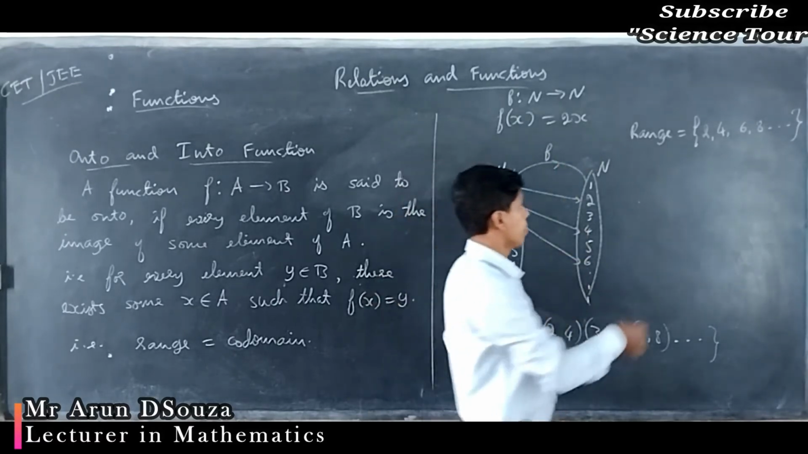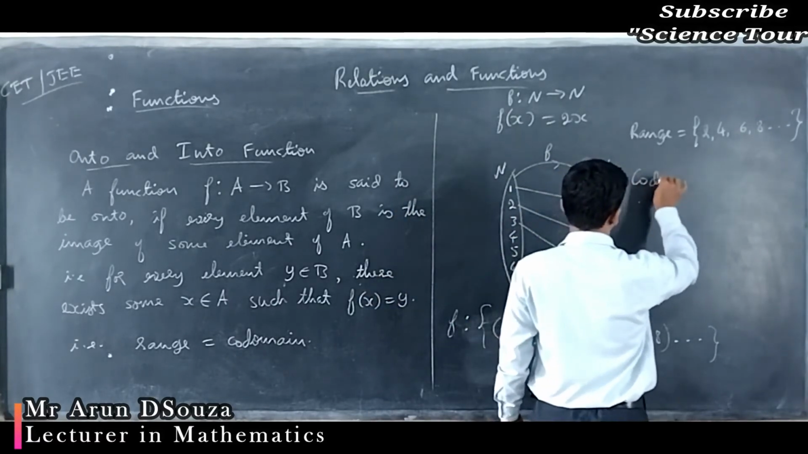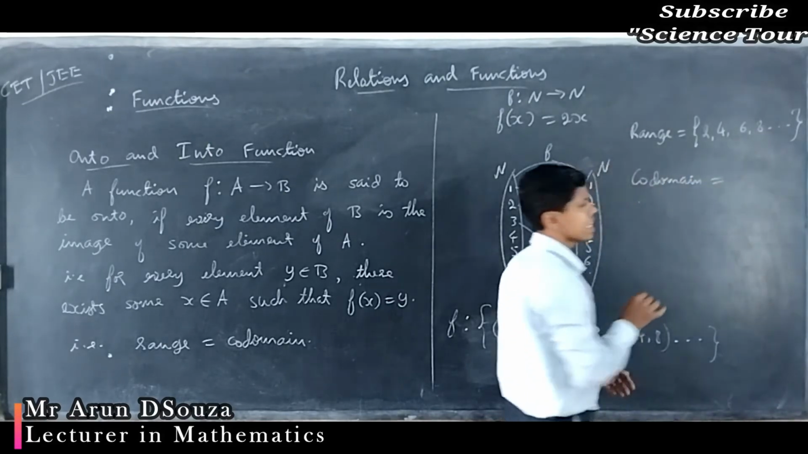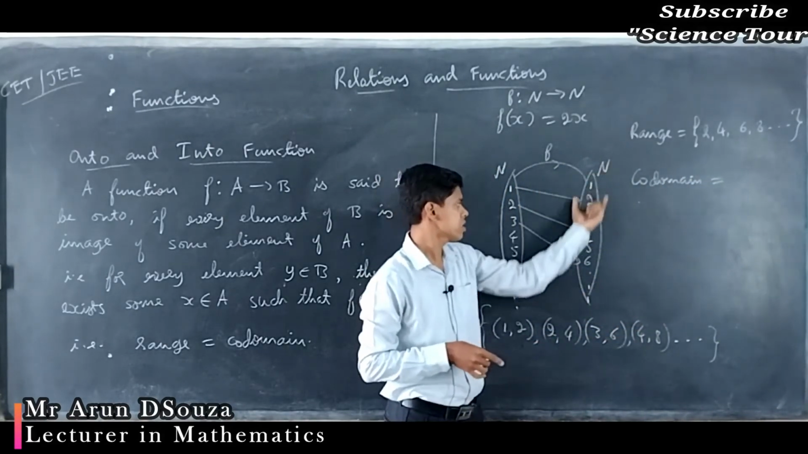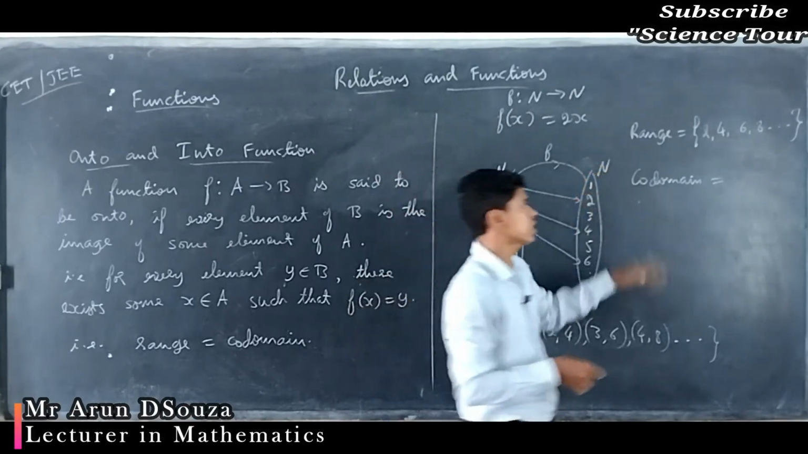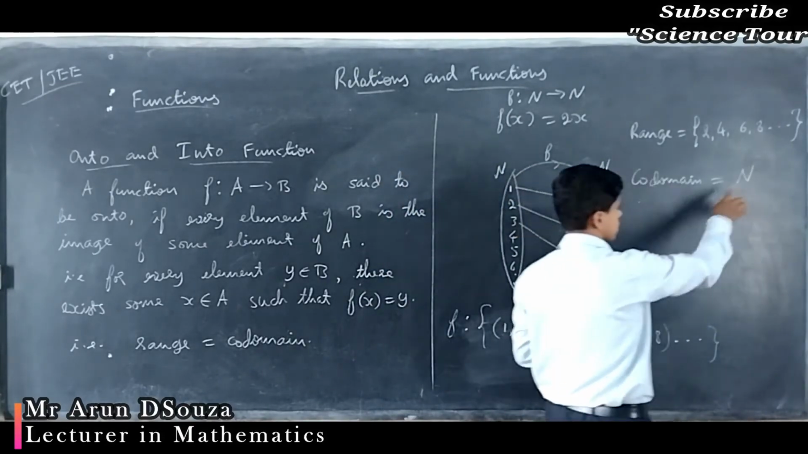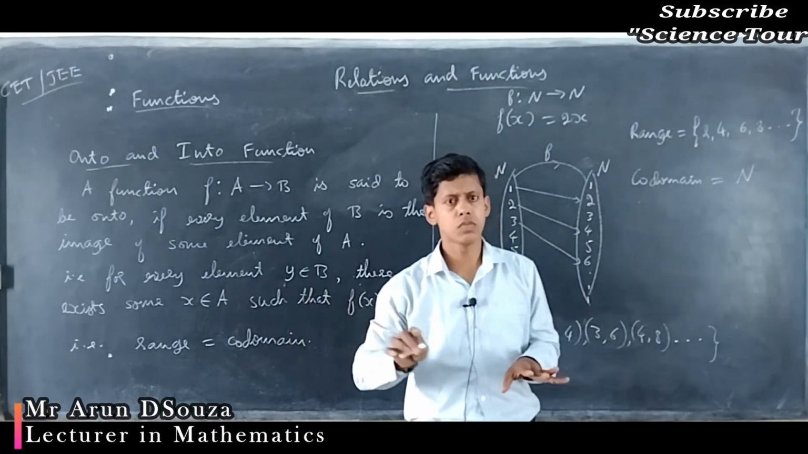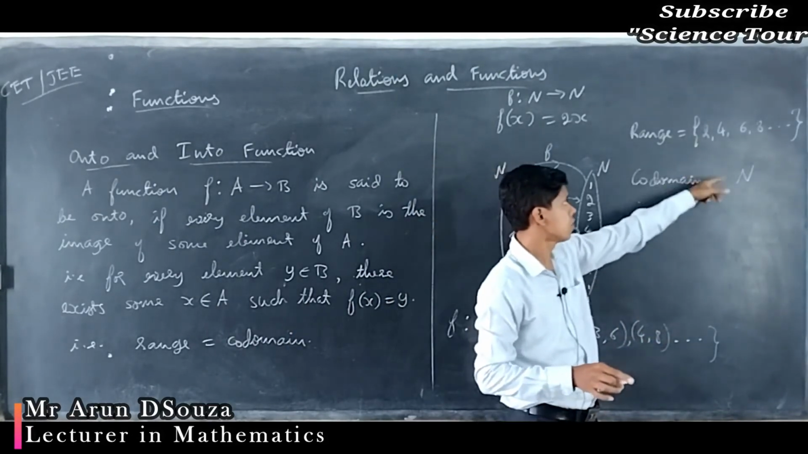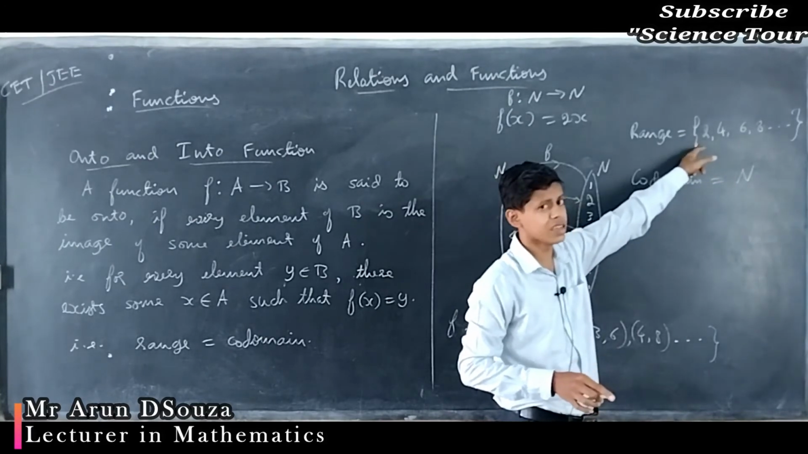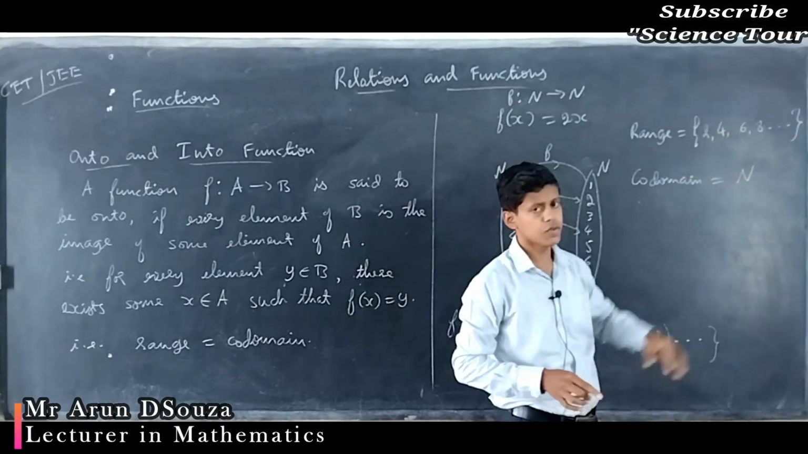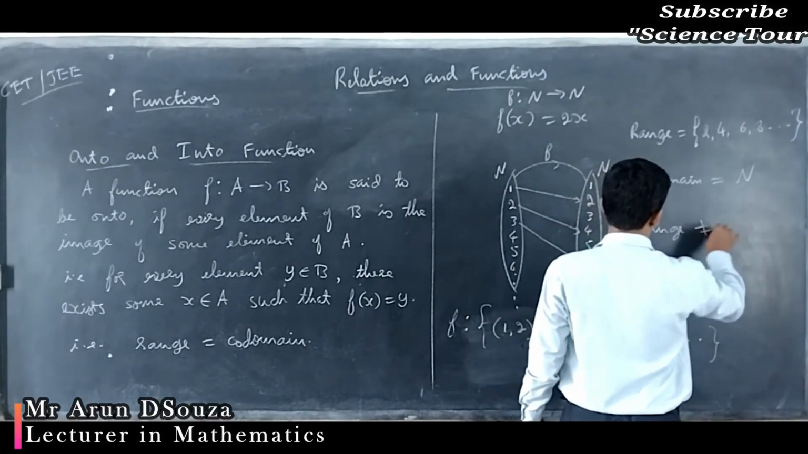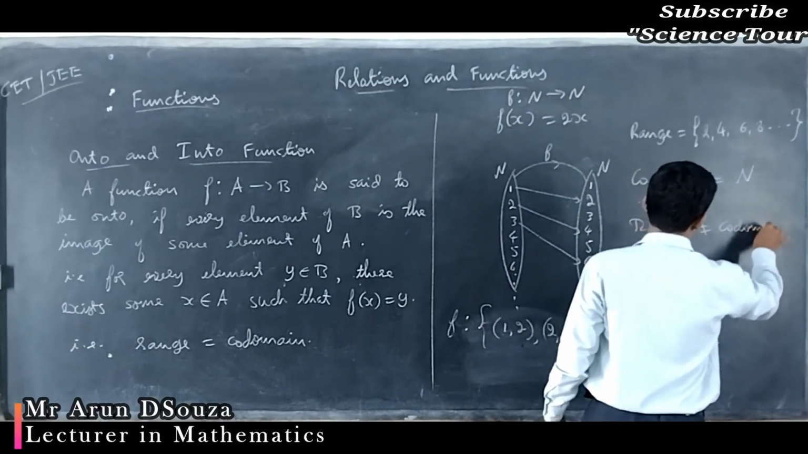Well, now what is the codomain? Codomain is the whole second set B. The full second set B is called the codomain. That means N is the codomain, natural numbers. It includes 1, 2, 3, 4, 5, 6, all the natural numbers. Now, do you think they are equal? They are not equal because you don't have 1 here, you don't have 3 there, you don't have 5. Therefore, they are not equal. So range is not equal to codomain in this case.